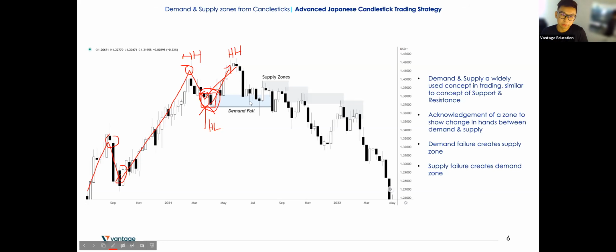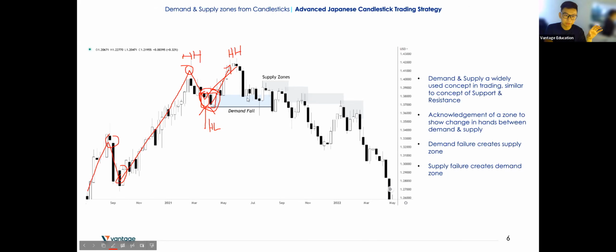I think one thing that we want to highlight when we look at demand and supply zones is that it's not 100%. It's not a guaranteed area where we can buy, or in a supply zone, it's not a guaranteed area where we can sell.